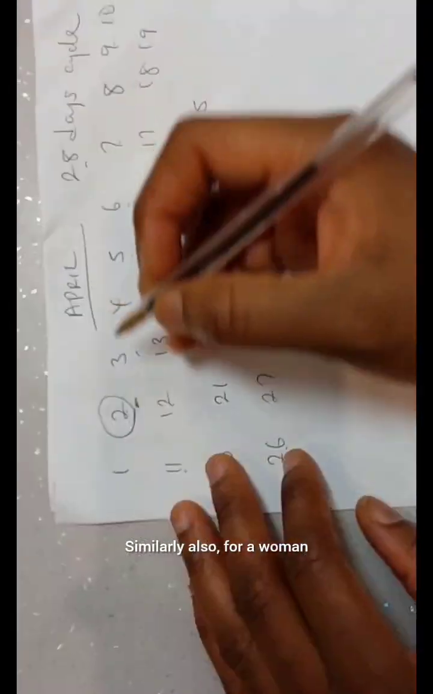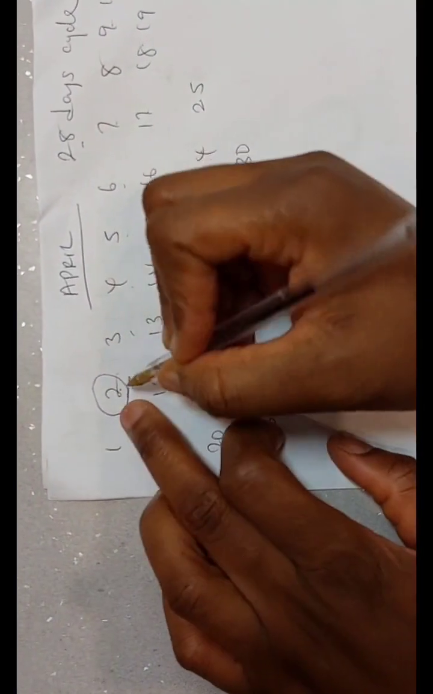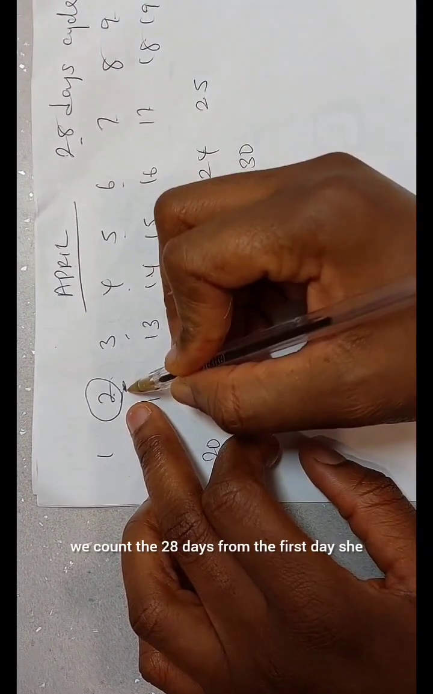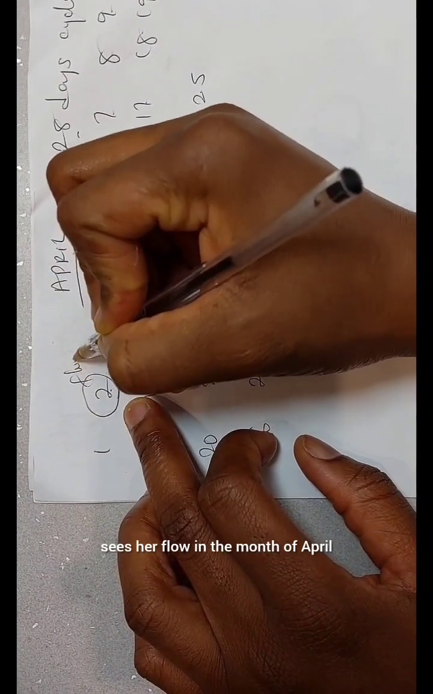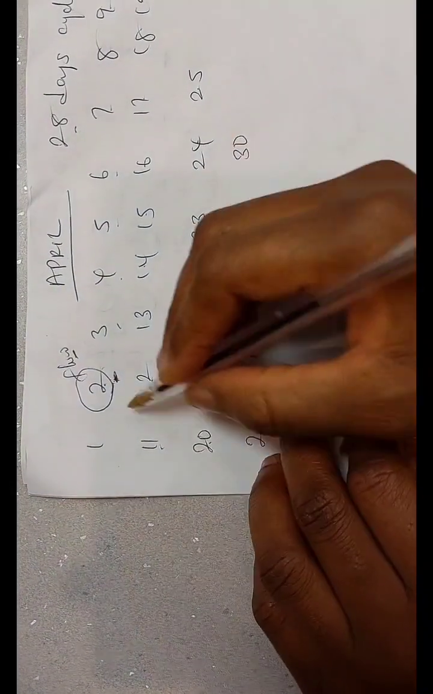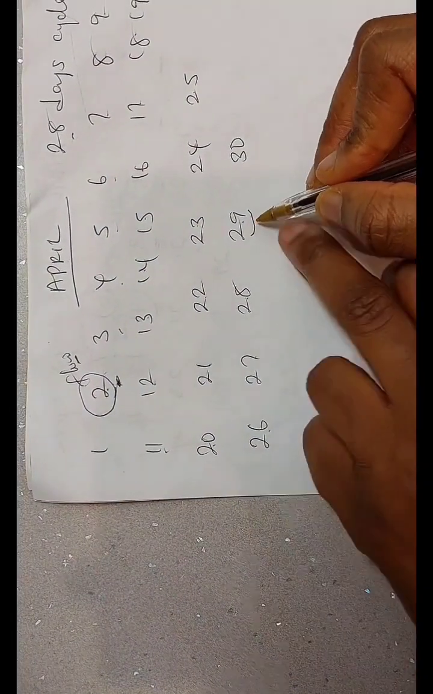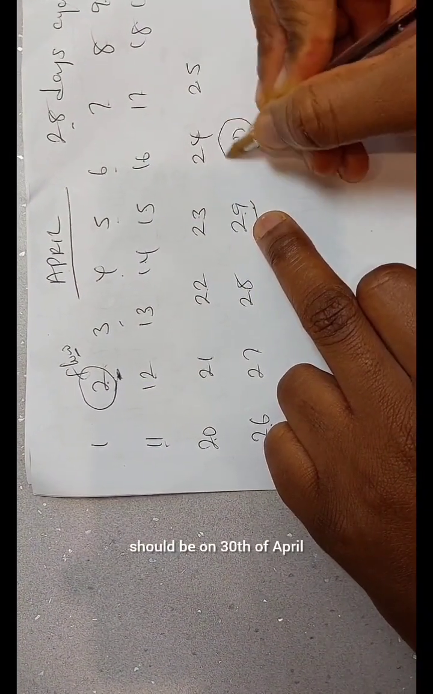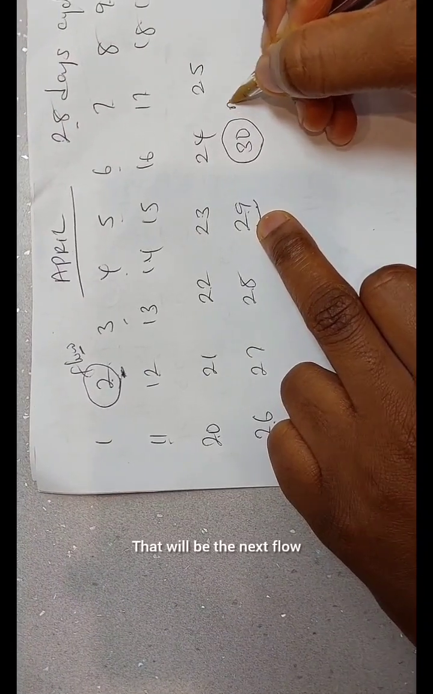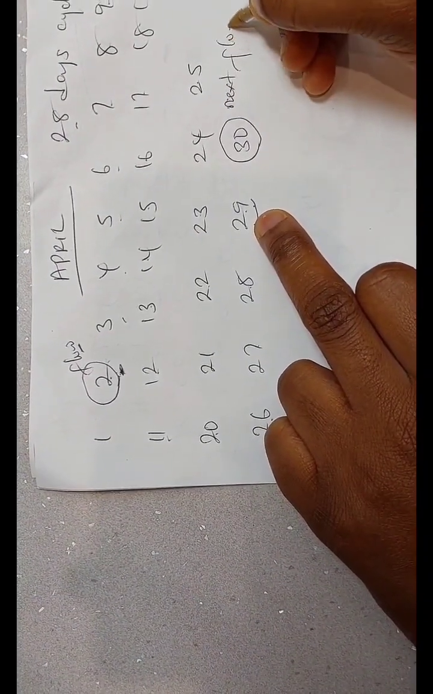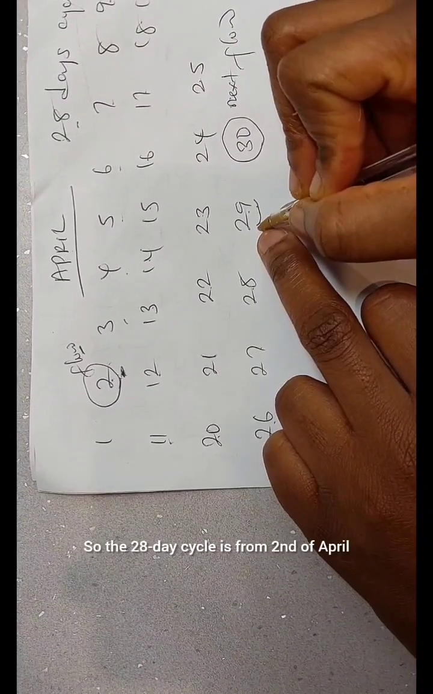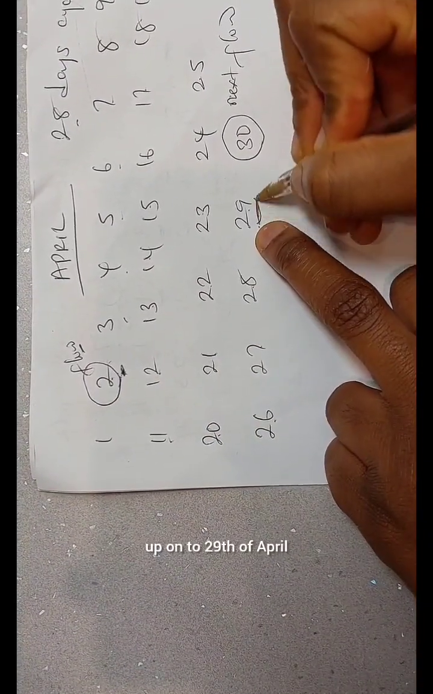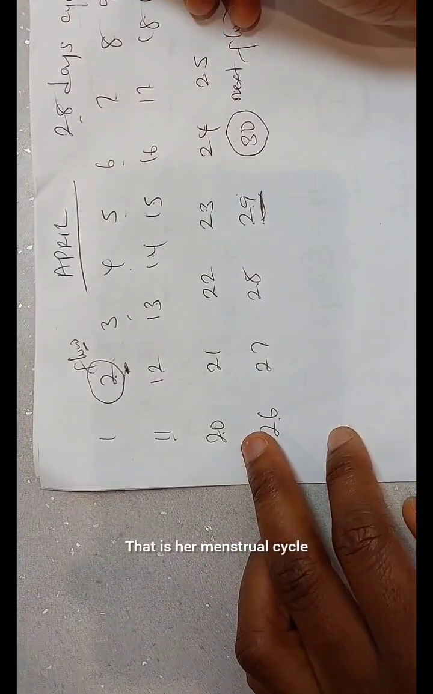Similarly, for a woman who has a 28-day cycle, starting from the 2nd of April, we count the 28 days from the first day she sees her flow in the month of April. We count 28 days. We are expecting that the day she will see her flow again should be on the 30th of April. That will be the next flow. The 28-day cycle is from the 2nd of April up until the 29th of April. That is her menstrual cycle.